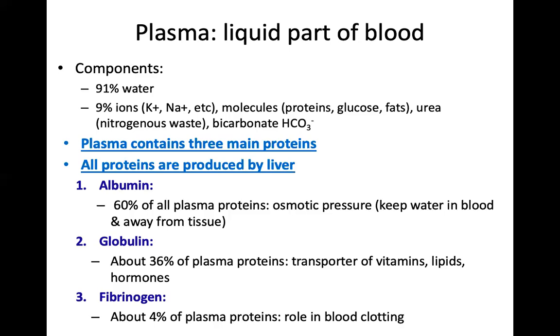Lastly, we have a group of proteins called fibrinogens. They're about 4%, so again, you can see a significant or drastic decrease in percentage. However, fibrinogen is extremely important for effective blood clotting. So if you do not have enough fibrinogen in your bloodstream, that basically causes severe bleeding in individuals.